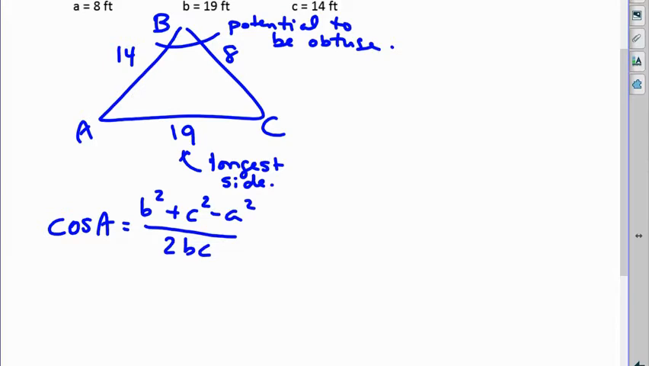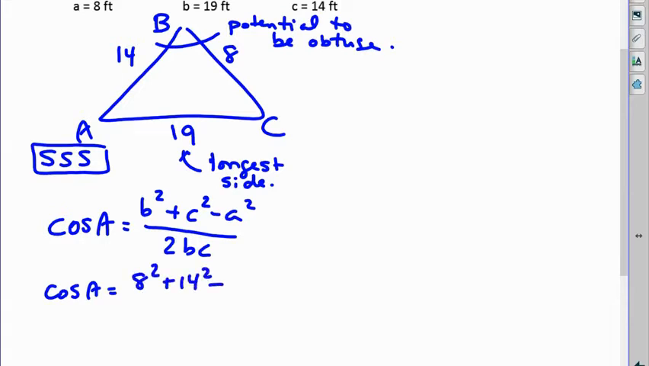Okay, so I'm putting my numbers in. I've got a side situation, so I am going to put my numbers into the cosine A formula. B squared plus 14 squared minus 19 squared over 2, 8, 14, giving me, whoops, those aren't the right numbers. I messed that up. I'm not restarting this thing though.